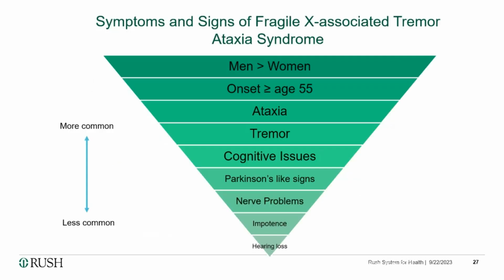Next slide. This disorder is called the Fragile X associated tremor ataxia syndrome, and these are the typical signs and symptoms that we see. It is more frequently seen in men versus women because they only carry one Fragile X gene compared to women who have two. So women who have a second Fragile X gene are somewhat protected from the disorder. It usually occurs over the age of 55. These patients have ataxia, tremor, and cognitive issues with varying amounts of Parkinsonism, nerve problems, impotence, and hearing loss.